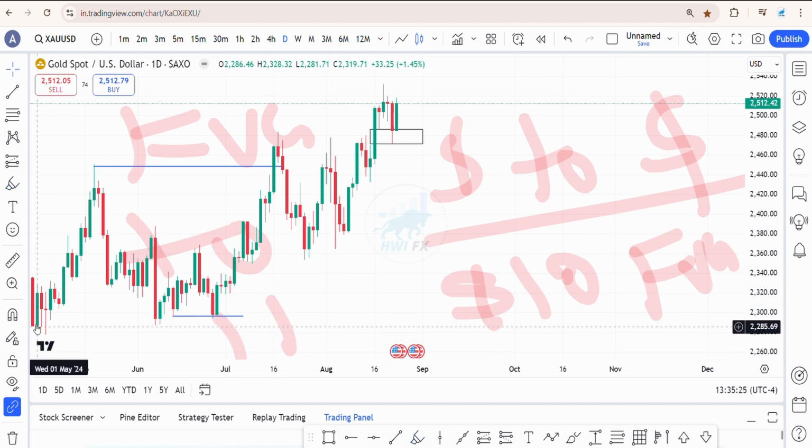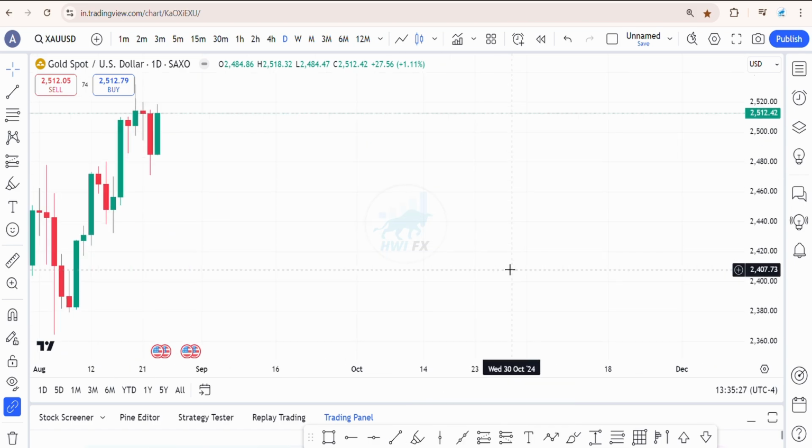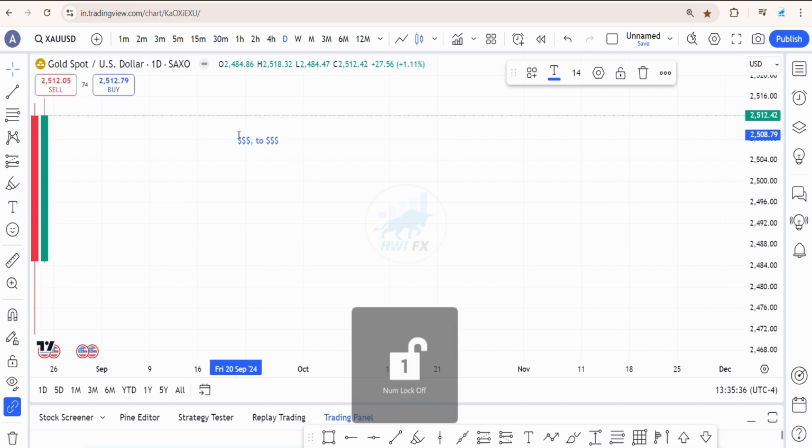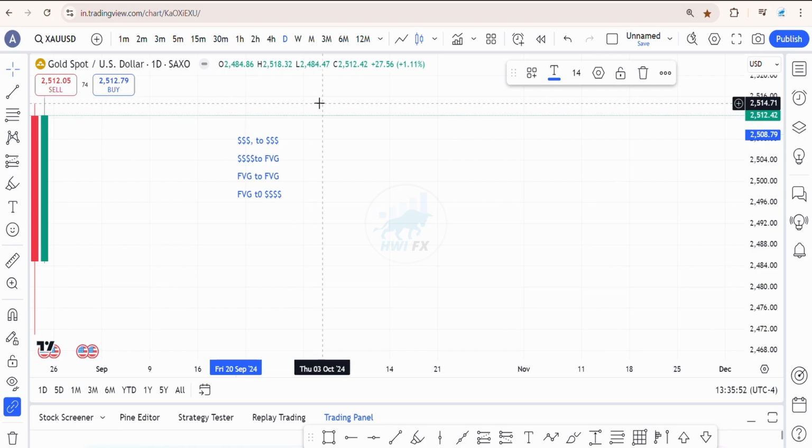Let me write it properly. You need to understand, the market travels either liquidity to liquidity, or liquidity to FVG, or FVG to FVG, or FVG to liquidity. So these are the only two or three things price does.